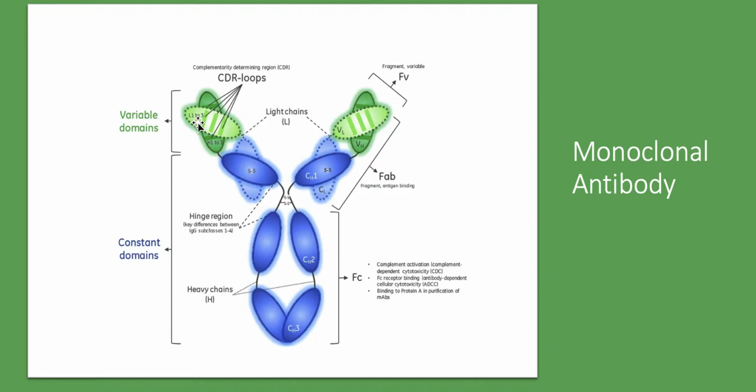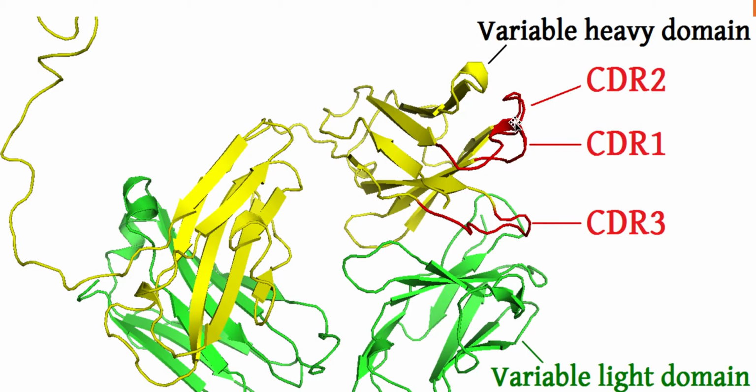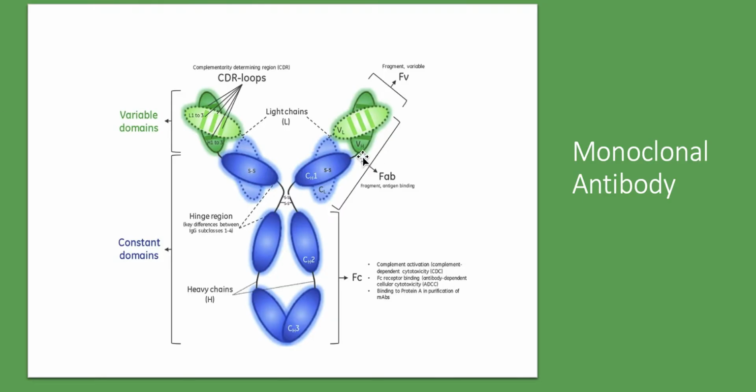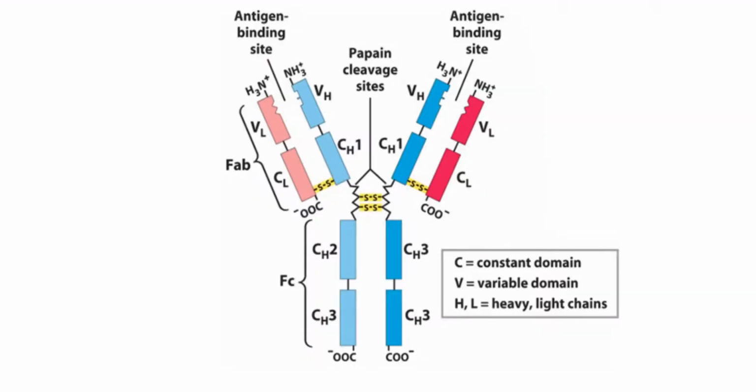So in order to give you a clear picture of how it looks, this is CDR2, CDR1, and CDR3. This is how it looks. The heavy chain has CDR1, CDR2, CDR3, and the light fragment also has CDR1, CDR2, CDR3.